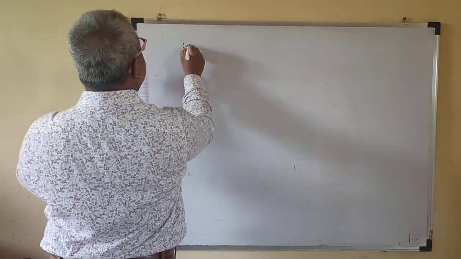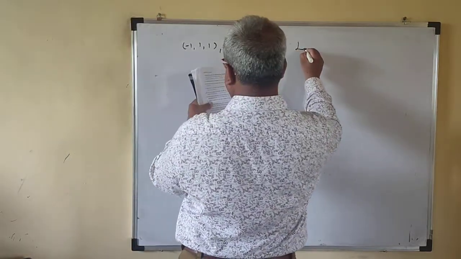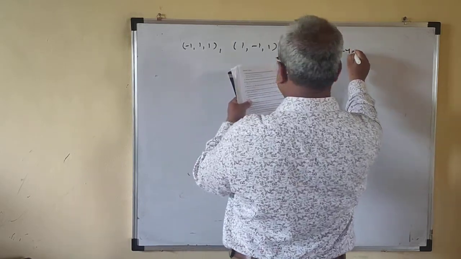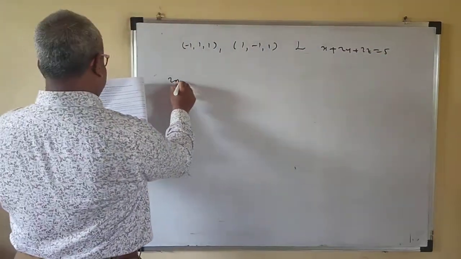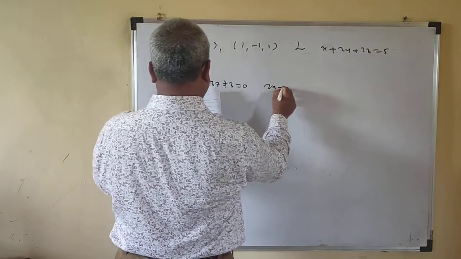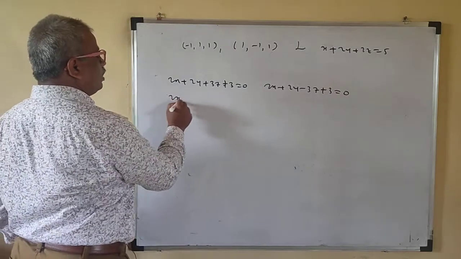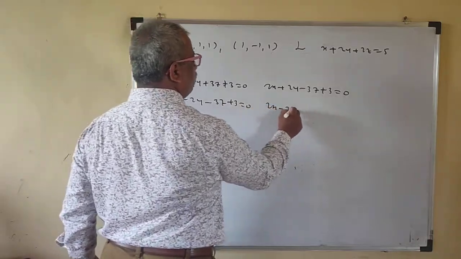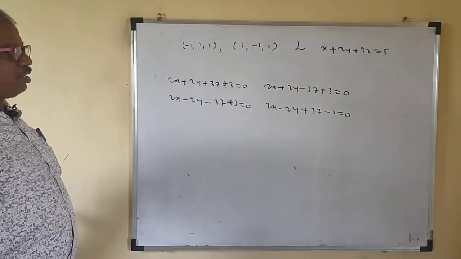Okay, suppose your plane is passing through the point (1, minus 1, 1) and perpendicular to the plane x plus 2y plus 2z equals 5. Now suppose the options given are: 2x plus 2y plus 3z plus 3 equals 0; 2x plus 2y minus 3z plus 3 equals 0; 2x minus 2y minus 3z plus 3 equals 0; 2x minus 2y plus 3z minus 3 equals 0. Suppose these are the four options provided to you.